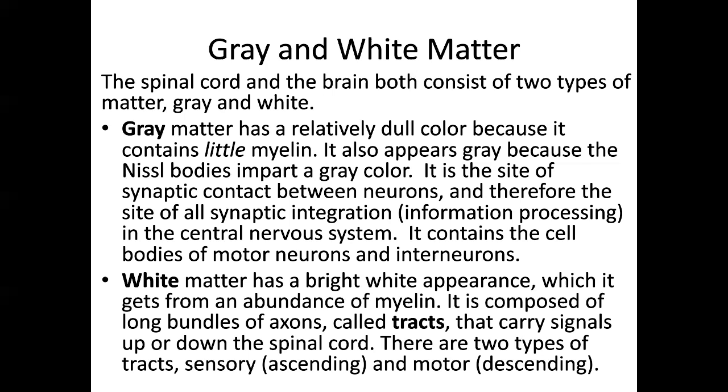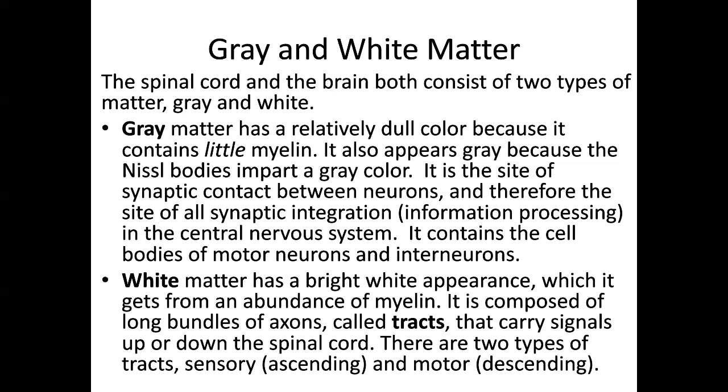Okay, white matter has a bright white appearance, once again due to the abundance of myelin, composed of long bundles of axons called tracts that carry signals up and down our spinal cord. Okay, think of your spinal cord as far as the white matter goes like an elevator. Okay, an elevator does two things: it goes up and it goes down, right? Okay, well, with the white matter, we have what we call ascending or sensory tracts. Okay, literally the word ascending means going up. Well, those are going to be carrying signals that are ultimately going to go, in many cases, up into our brain from somewhere lower down, whether that's all the way down at the bottom of the spinal cord or up there in the neck.